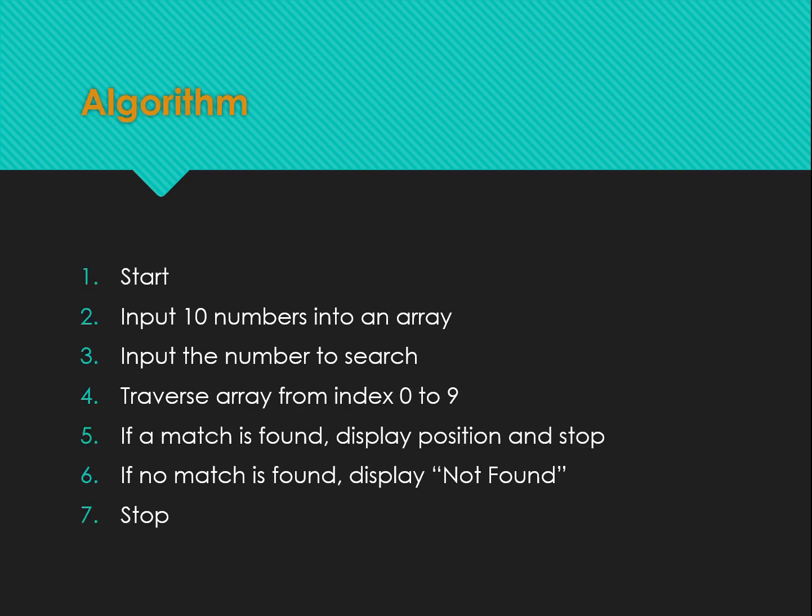The algorithm begins by accepting 10 numbers and storing them in an array. Then, we take the search value as input and check each array element in sequence. If we find a match, we print its position and stop the search. If no match is found after checking all elements, we inform the user that the number is not found.